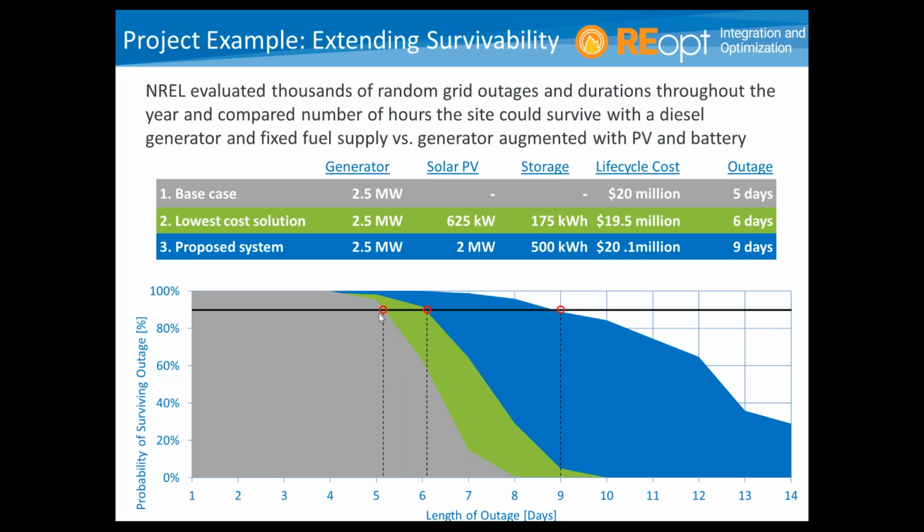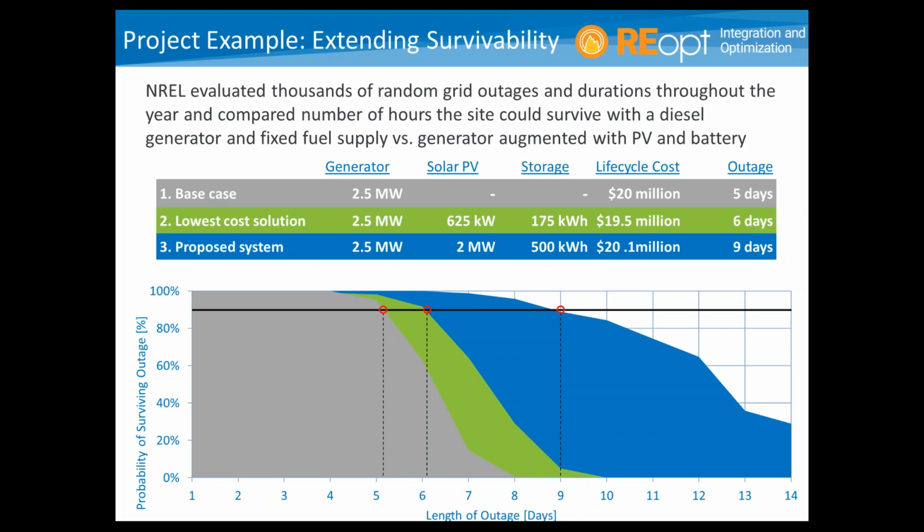So the base case is the generator-only case. We simulated thousands of random grid outages of different start dates and different durations throughout the year to come up with this analysis here that shows the different probabilities of surviving an outage.